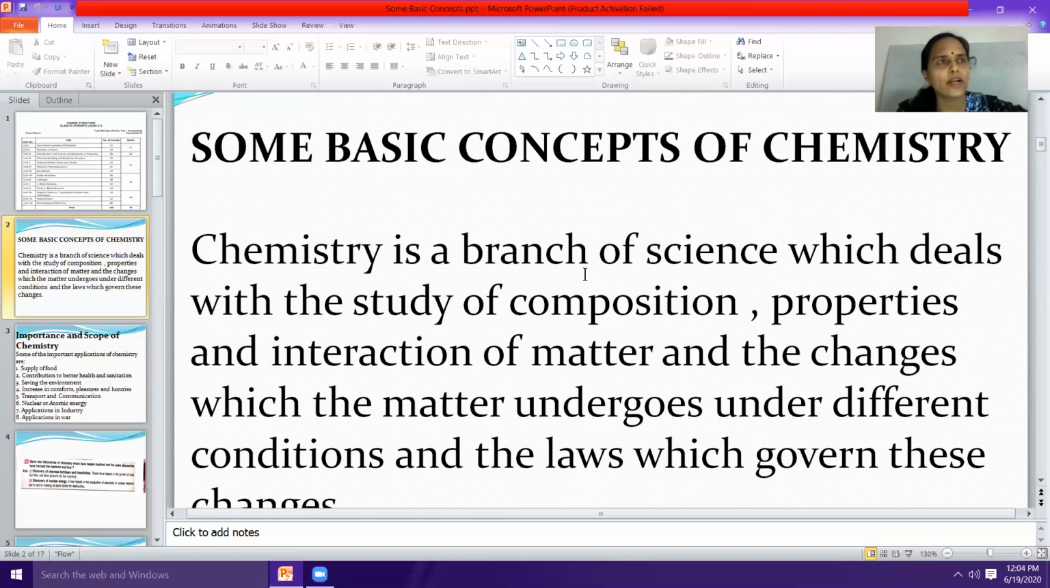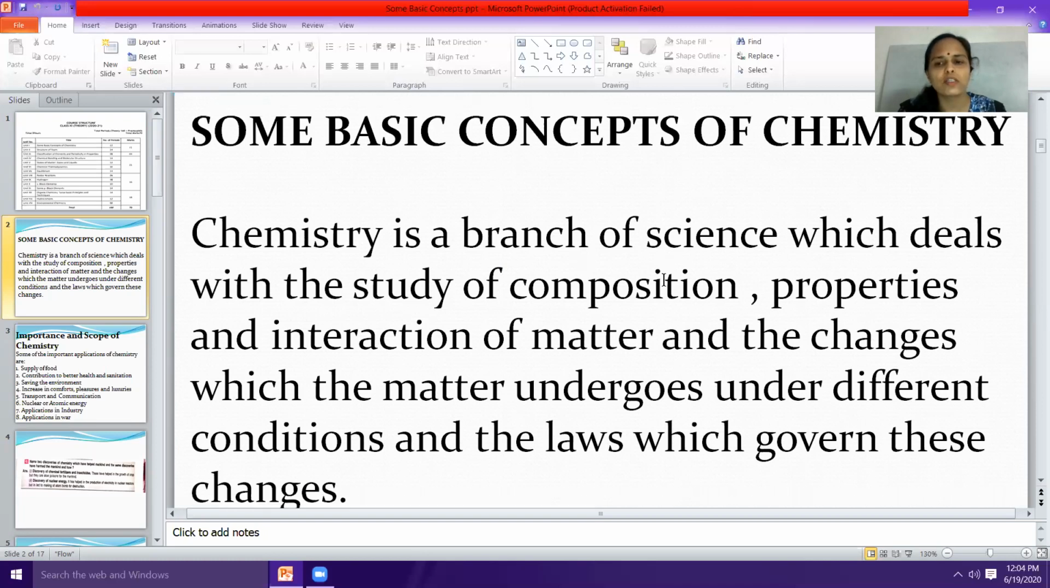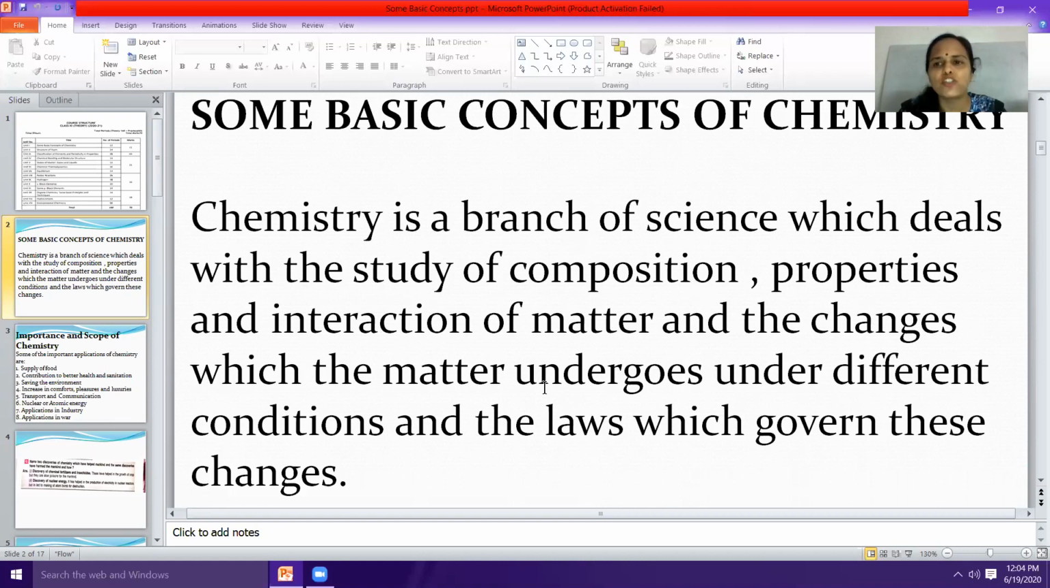Chemistry is a branch of science which deals with the study of composition, properties and interaction of matter and the changes which the matter undergoes under different conditions and the laws which govern these changes. So basically, chemistry is a branch of science in which we deal about the study of composition, properties and interaction of matter.